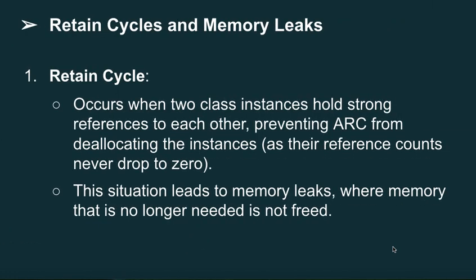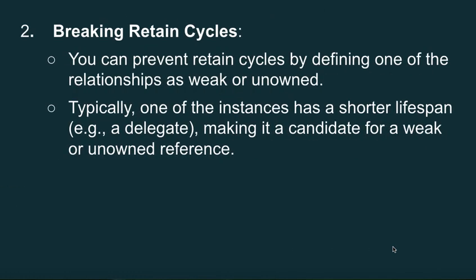Retain cycles and memory leaks. Number one, a retain cycle occurs when two class instances hold strong references to each other, preventing ARC from deallocating the instances as their reference counts never drop to 0. This situation leads to memory leaks, when memory that is no longer needed is not freed.